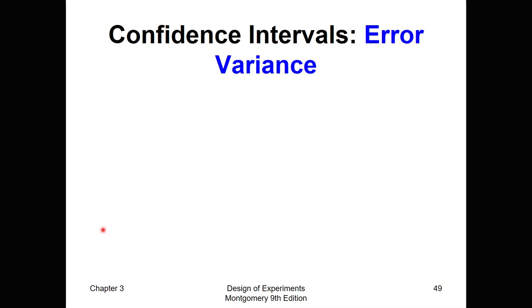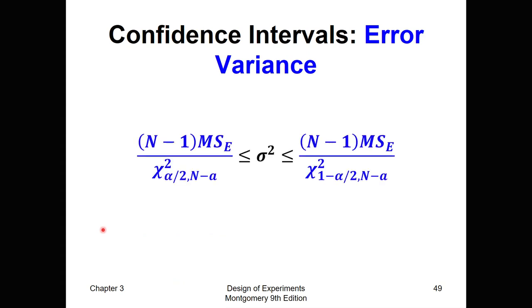So for confidence intervals, I mentioned we can calculate them, but they're clumsy. For the error variance, sigma squared, we'd have capital N minus 1, the total sample size minus 1, times the MSE, and then we divide by a chi-squared. Note that in these different cases, the only thing that changes is the alpha levels in these different chi-squareds.